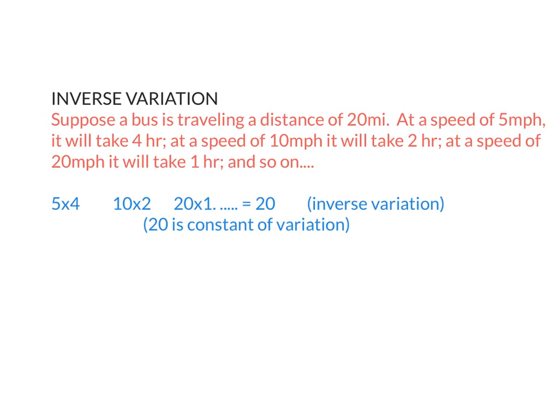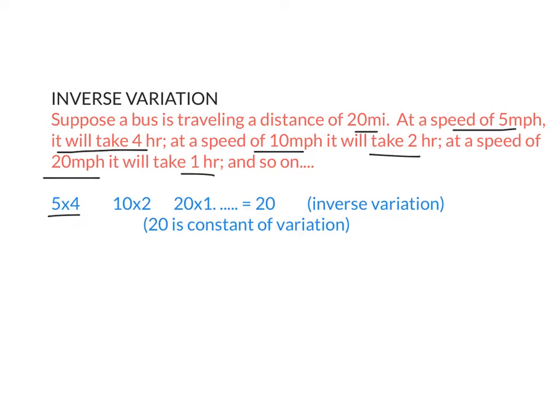All right, the other way is inverse variation. Inverse variation is kind of the opposite. Suppose a bus is traveling a distance of 20 miles at a speed of 5 miles per hour. It's going to take 4 hours. If you're going 10 miles an hour, it's going to take 2 hours. If you're going 20 miles per hour, it's only going to take 1 hour. So the greater the speed, the fewer the hours. As one's going up, the other one's going down.